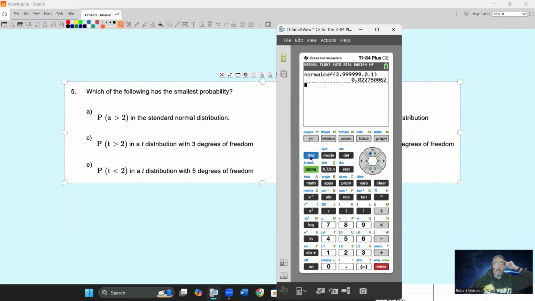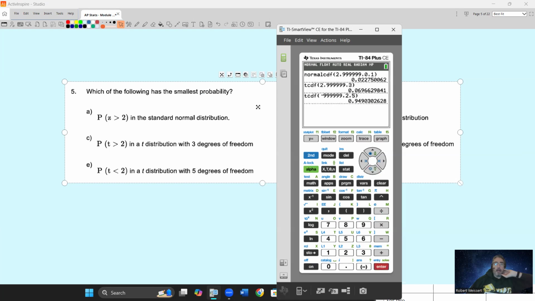Then let me go to option C. T is greater than 2 in a t-distribution with 3 degrees of freedom. That's going to be a TCDF, second vars 6. My lower bound is 2, my upper bound is infinity, and my DF is 3. And you can see 6.9%, so that's definitely a larger one. We can actually do all of these this way. For option E, T is less than 2, second vars TCDF. Less than 2 means I'm going from negative infinity to 2 with 5 degrees of freedom.